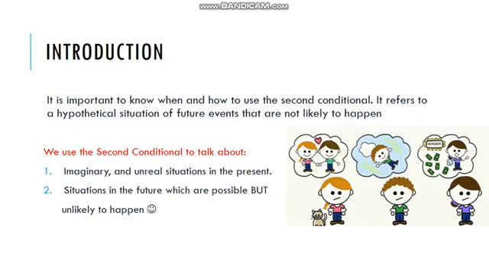It refers to a hypothetical situation of future events that are not likely to happen. We use the second conditional to talk about, first, imaginary and unreal situations in the present. Second, situations in the future which are possible but unlikely to happen. The person can imagine being somewhere or having something, but in a real situation that person cannot afford it.